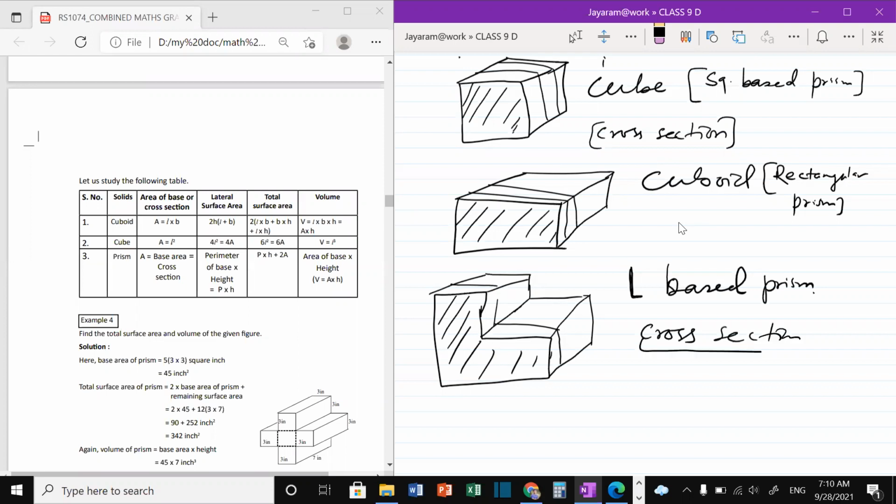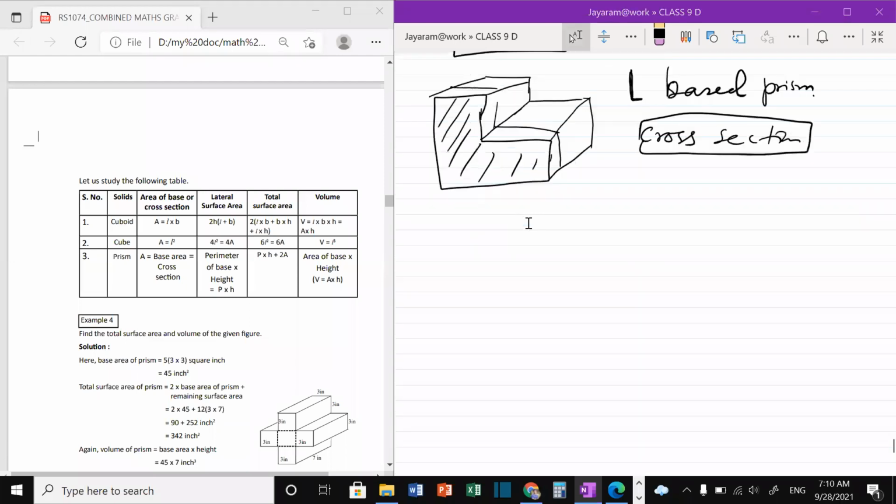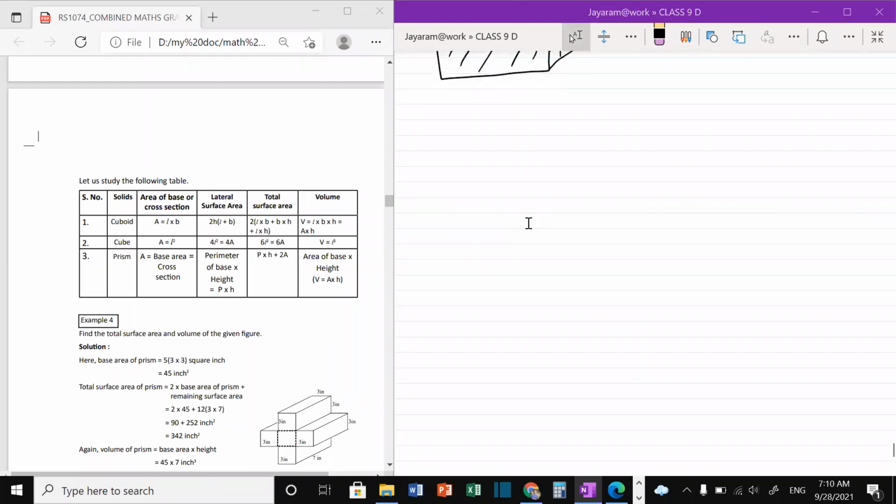And in prism, cross section has got a very important value. Cross section has got very much important value, so I'm just making more emphasis on this. Now here about this prism, 3 things we learn here. Number 1 is area of base or cross section. Number 1, what we learned about this shape.